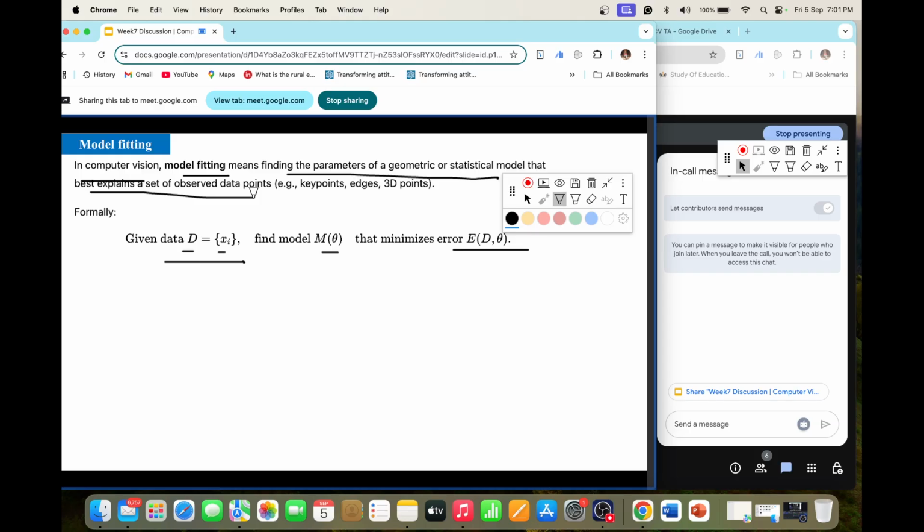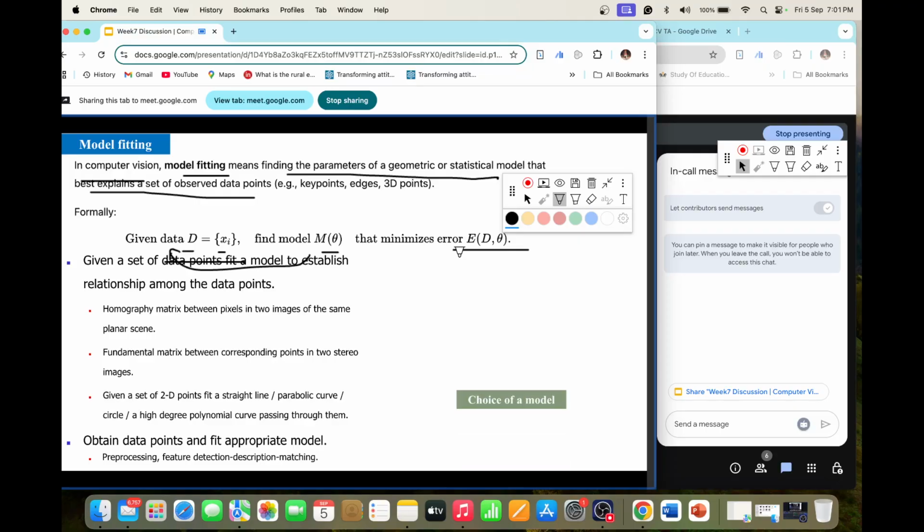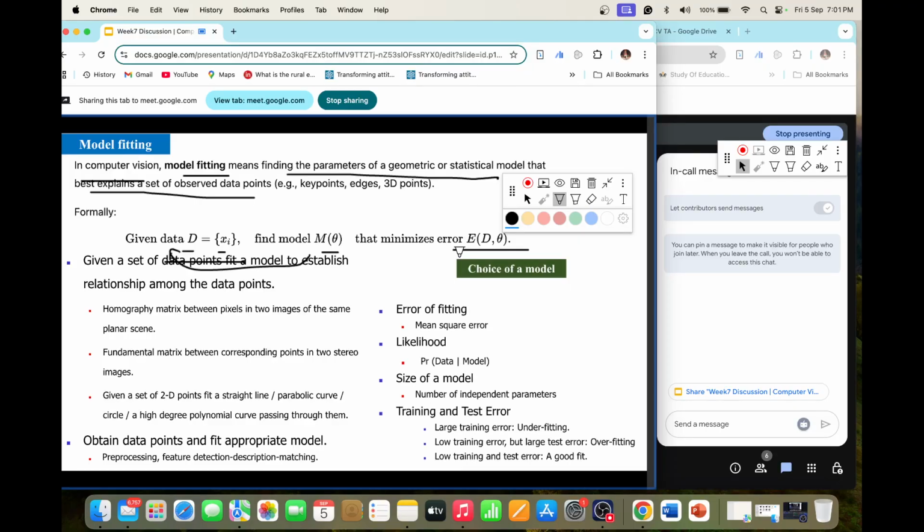So how can we say that this model is best explaining these data points? It is very easy, by minimizing the error. If our error is coming out less, then we can say our model is fitting the data points well, otherwise our model is not fitting the data points well. Let me not read this; you can find it in your lecture notes.